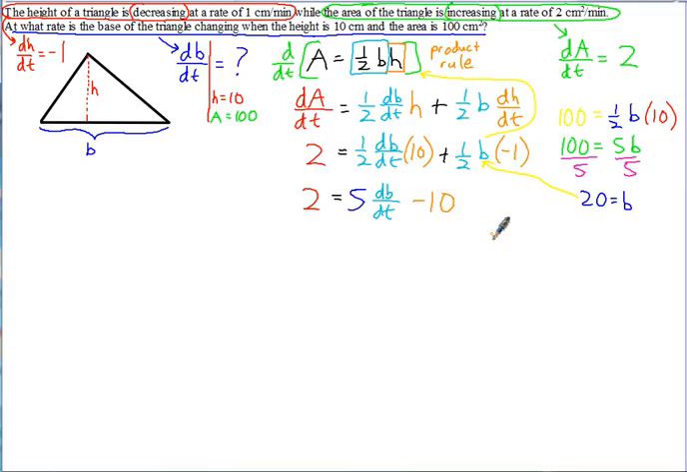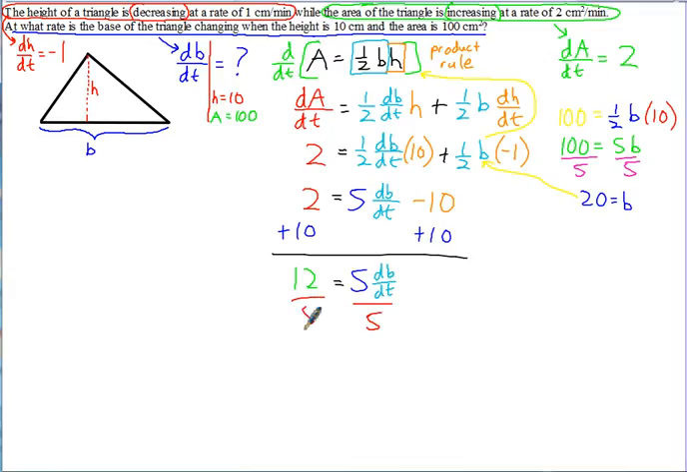And now if you just solve for dB/dt, to isolate it, add the 10. So we get 2 plus 10 is 12, equals 5, times dB/dt. And then when you divide by 5, switch the sides here, you get dB/dt equals 12/5.